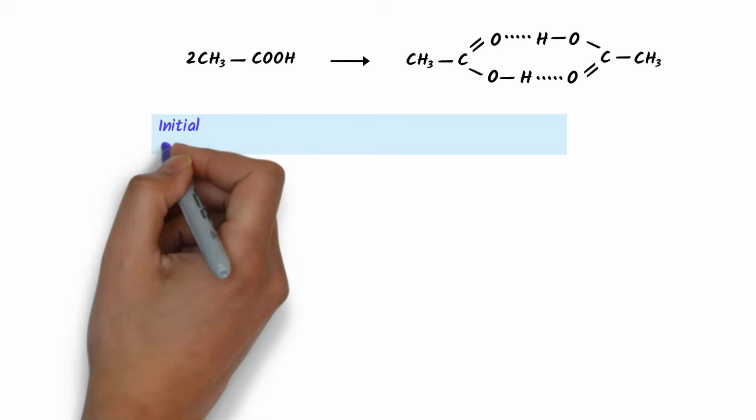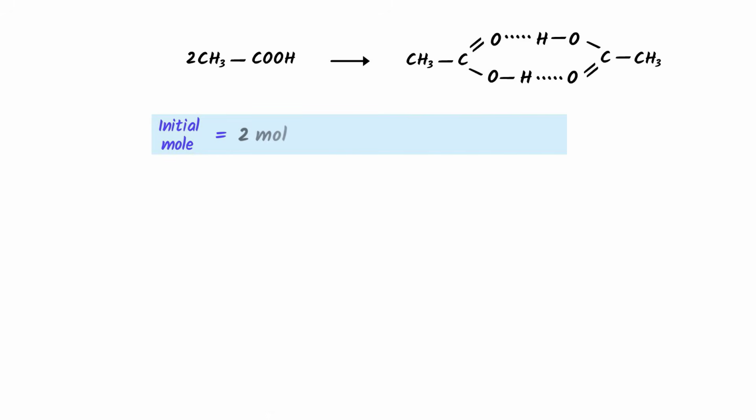Now consider this association reaction and find the relationship between i and alpha. Here my students make a blunder. For example, they write initial moles of a solute is 2 moles and that of ions is 0. It is totally wrong. Remember that we always take initial moles of a solute as 1 mole. Let me repeat it. We always take initial moles of a solute as 1 mole.